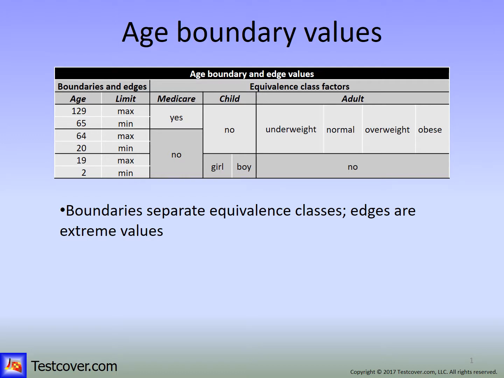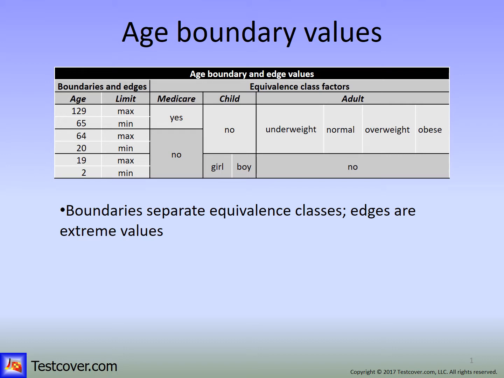Next, we'll see how verification of boundary values can be applied in this example. An input factor like age has values that are ordered. It has a minimum value, a maximum value, and values between. In contrast, the sex values are enumerated. There is no ordering there.